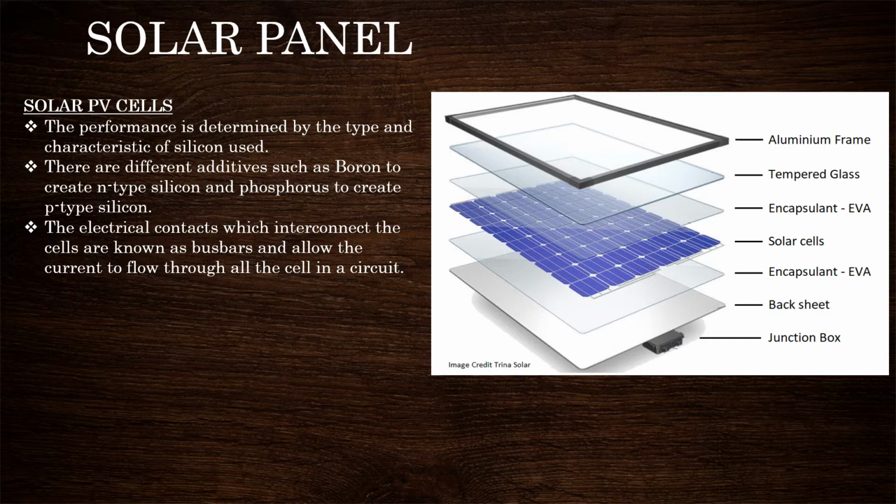Solar cells. The performance of solar cells is determined by the type and characteristic of silicon used. There are different additives such as boron to create P-type silicon and phosphorus to create N-type silicon. The electrical contacts which interconnect the cells are known as bus bars and allow the current to flow through all the cells in a circuit.